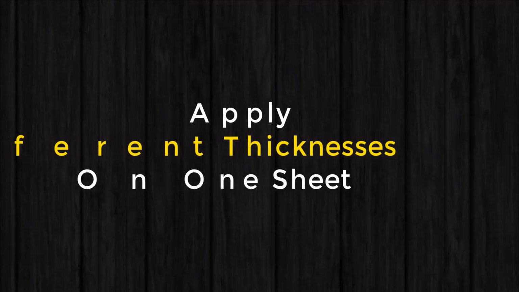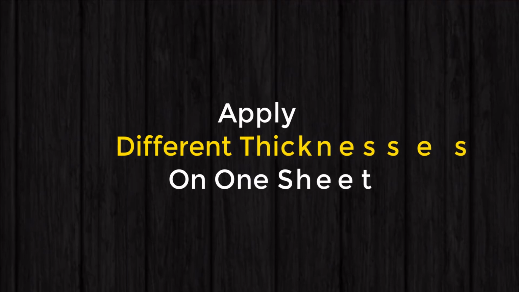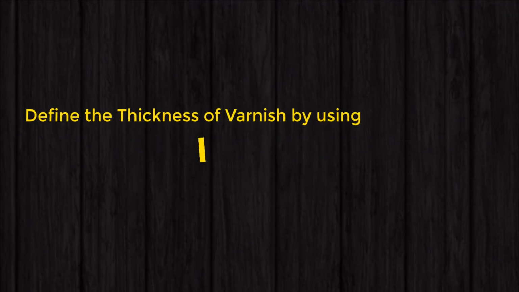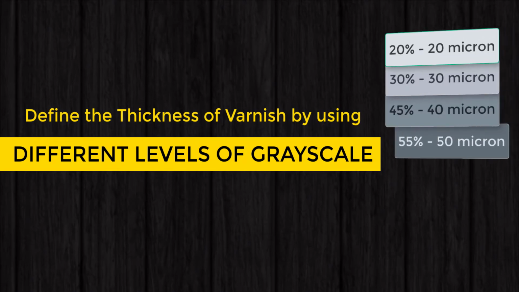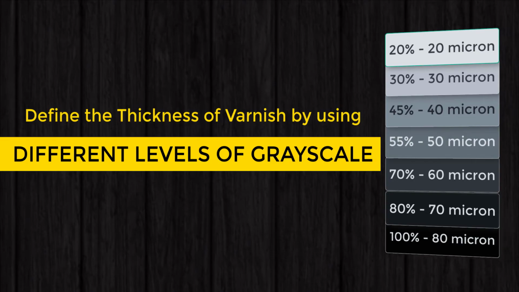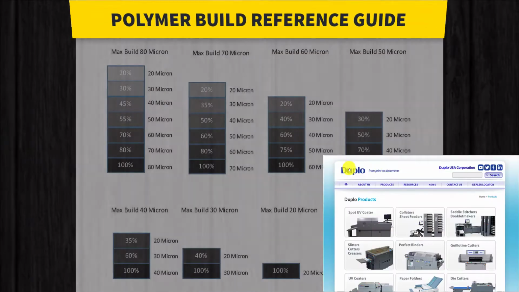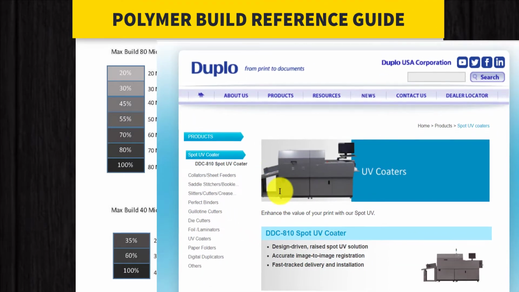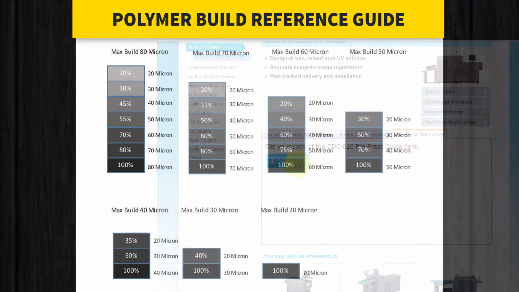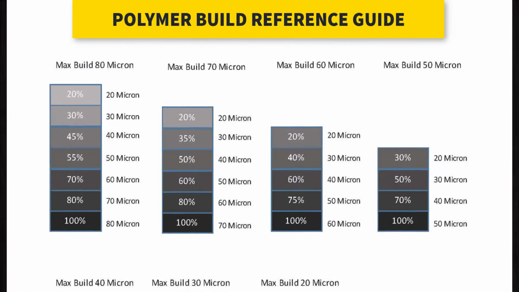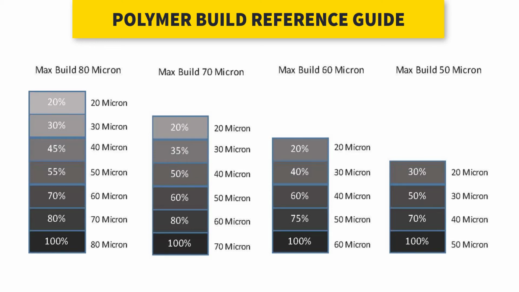You don't need the spot UV. If you would like to apply different thicknesses on one sheet, you can define the thickness of varnish by using different levels of grayscale. The DDC-A10 has 7 thickness settings and can print from 20 to 80 microns. Follow the polymer build reference guide, which you can download on Duplo's website on the spot UV product page. Decide the maximum thickness you would like to print on and change the object's color to corresponding grayscale.